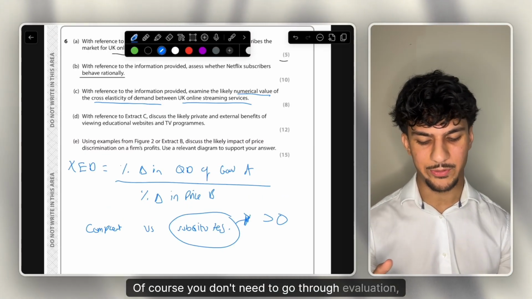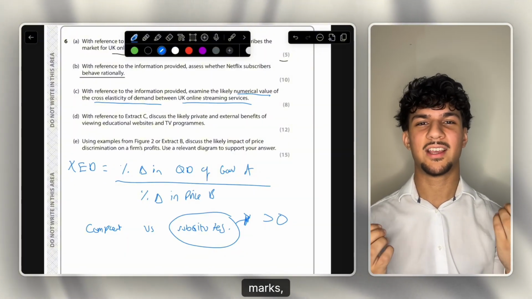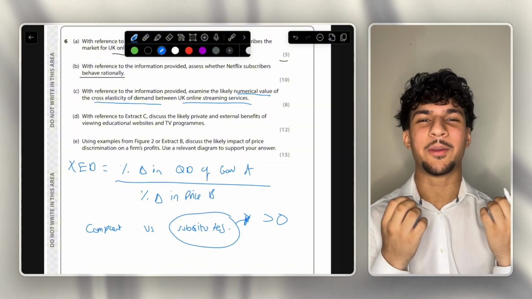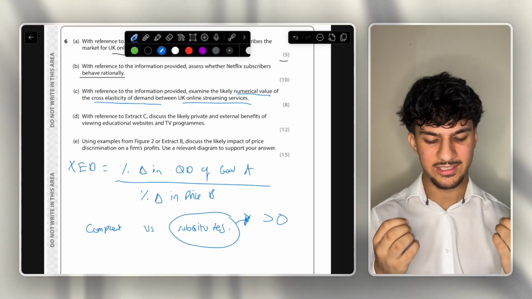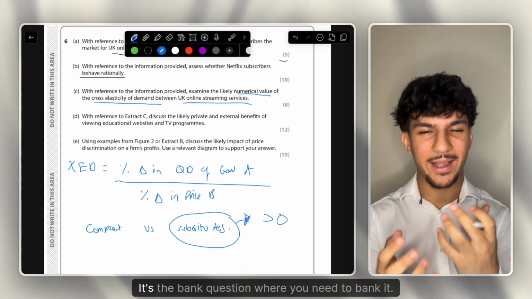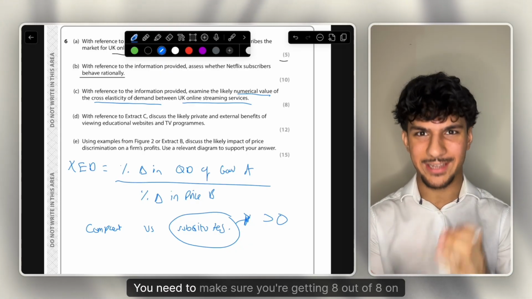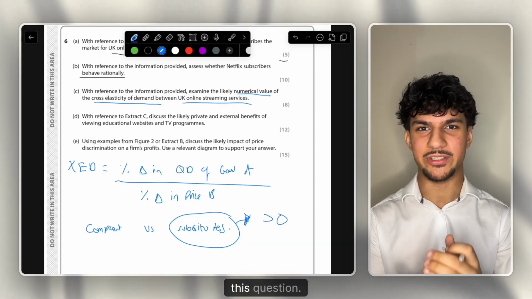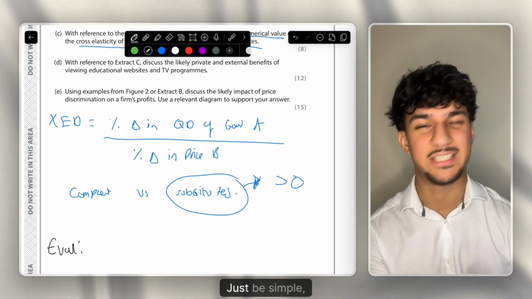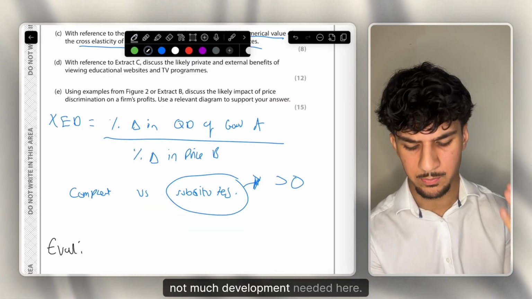Of course, we still need to go through evaluation, but 6 marks, so easy, and you could be so time efficient with this as well. So it's just a banker. It's the bank question where you need to bank it. You need to make sure you're getting 8 out of 8 on this question. So with evaluation here, it's 2 marks. Just be simple, straightforward. Not much development needed here.